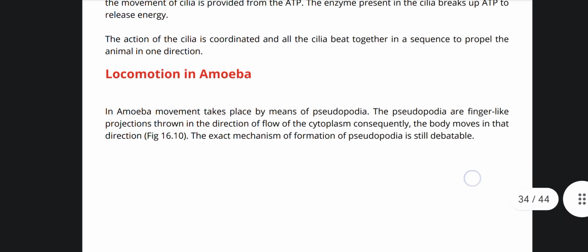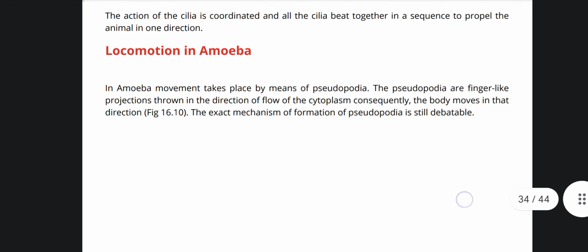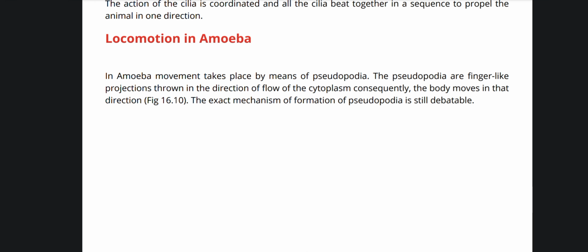Locomotion in Amoeba. In Amoeba, movement takes place by means of pseudopodia. Pseudopodia are finger-like projections thrown out in the direction of flow of the cytoplasm. Consequently, the body moves in that direction. The exact mechanism of formation of pseudopodia is still debatable.